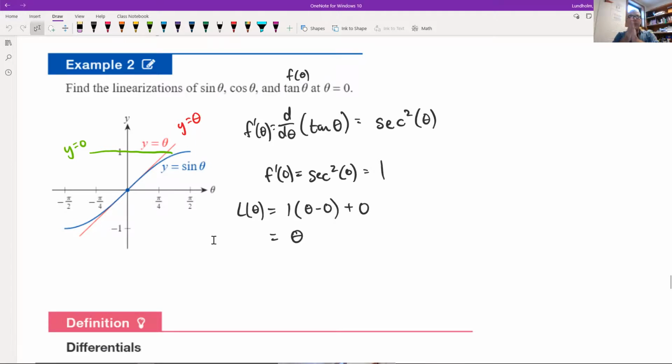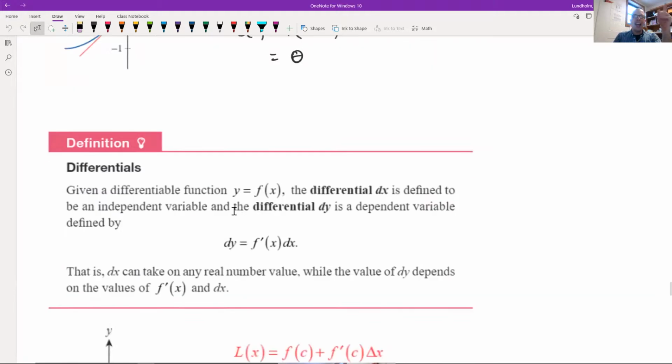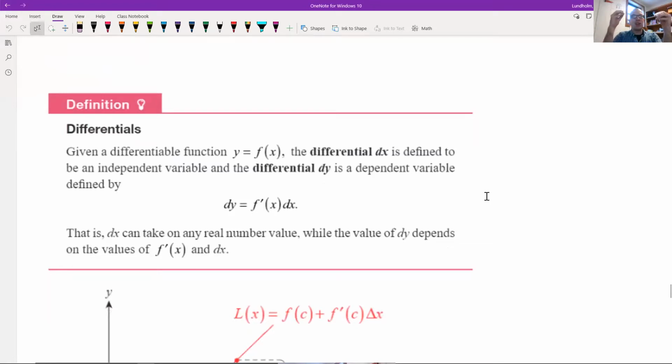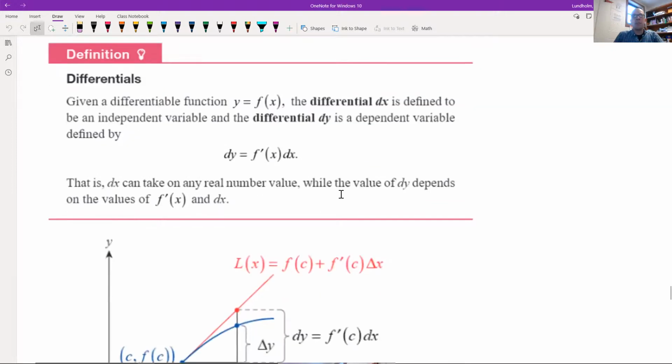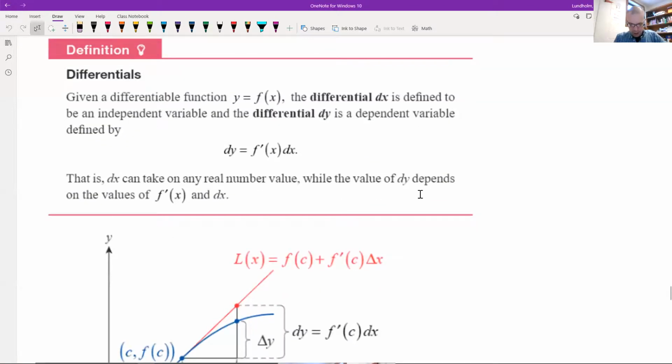Okay. Moving on to differentials. Again, differentials are not completely new to us. We've treated these differentials as tiny little nudges. And we've evaluated limits where we were looking as dx or delta x was approaching 0. So yeah, these differentials are nudges, and dx is our input nudge.